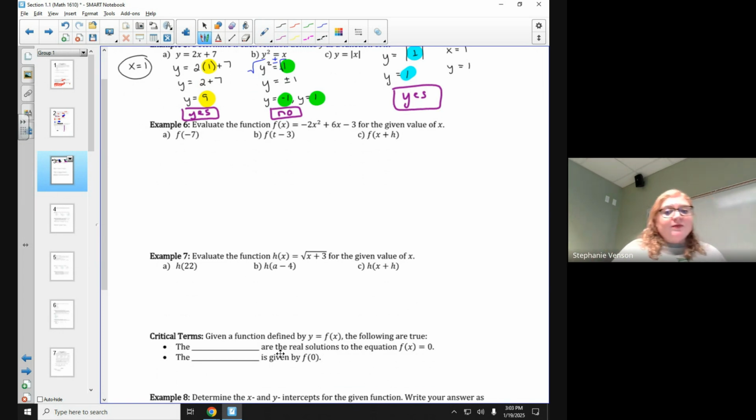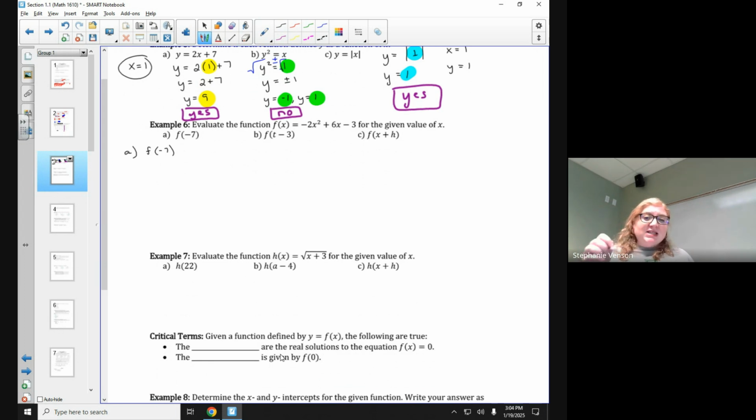So we're treating this like 3 separate problems. In part A, we're finding f of negative 7. In part B, we're finding f of t minus 3. And in part C, we're finding f of x plus h. So let's start with A. F of negative 7. Now remember, they gave us the function f in the directions. F of x equals negative 2x squared plus 6x minus 3.